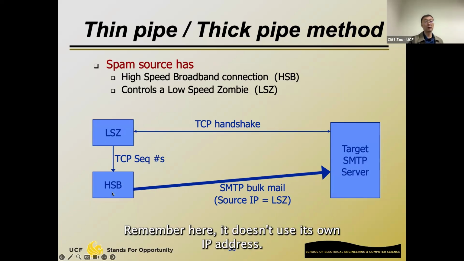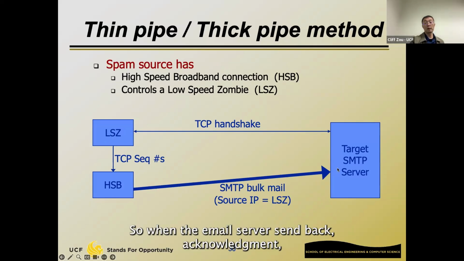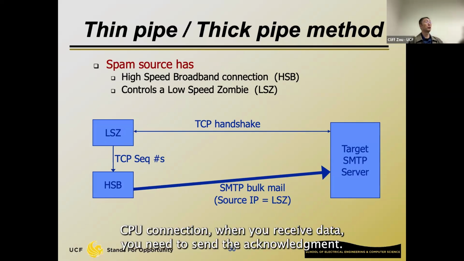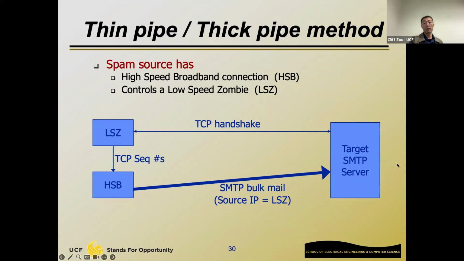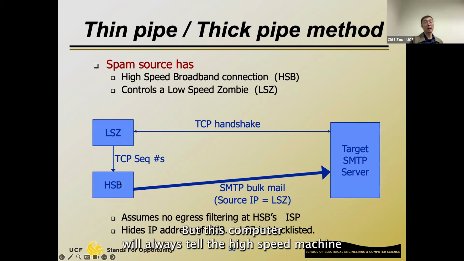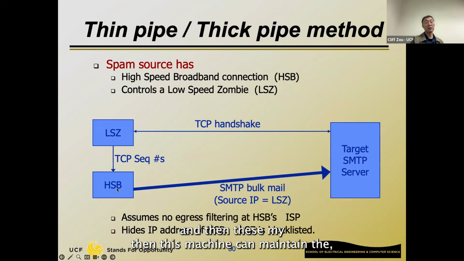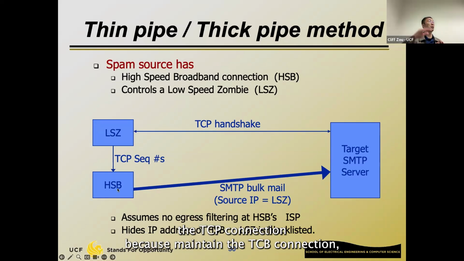Remember here, it doesn't use its own IP address. It uses LSZ's computer as its source IP address. So when the email server sends back acknowledgement, like in a TCP connection, when you receive data, you need to send an acknowledgement. The acknowledgement will always go back to this computer. But this computer will always tell the high-speed machine what's the corresponding acknowledgement that I have received. Then this machine can maintain the TCP connection.